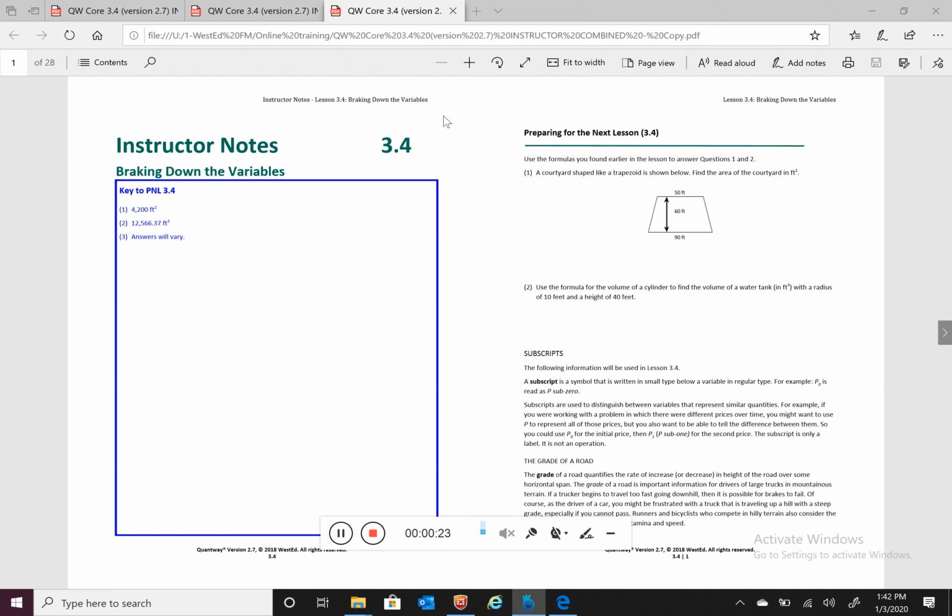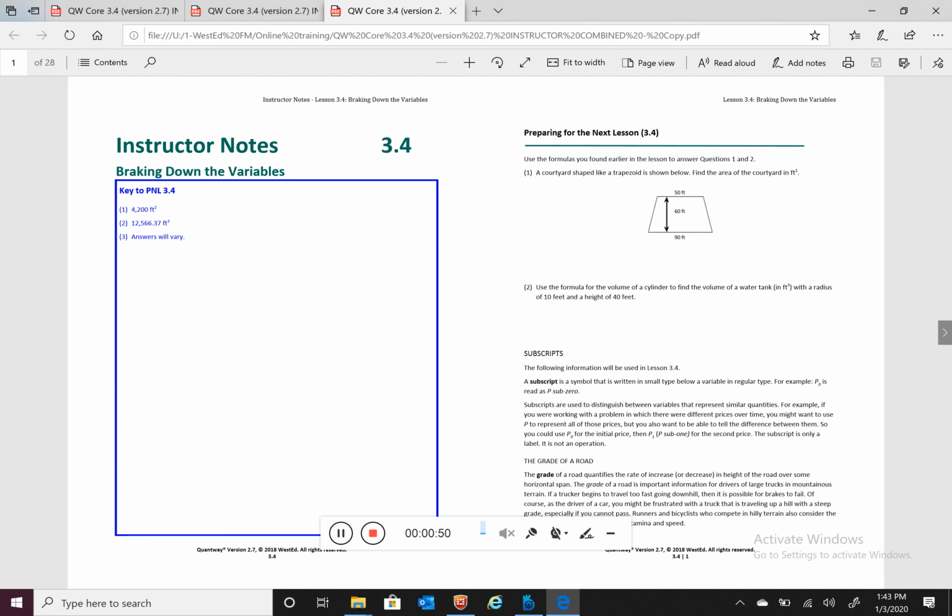As you can see, the lesson starts out, as always, with the key to the PNL exercises. Reminder, PNL stands for, as you can see right here, preparing for the next lesson. So these are the assignments that the students need to do in order to be prepared for the lesson, which will be their next meeting.